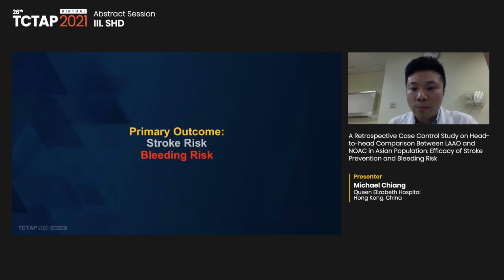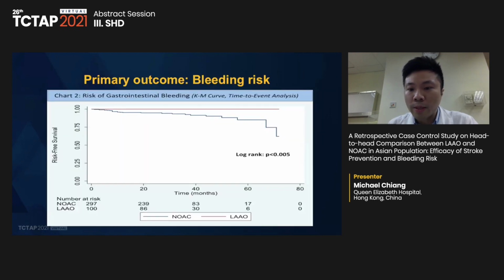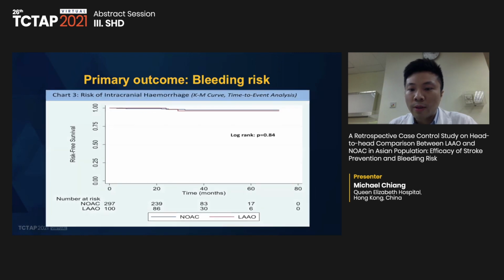For the bleeding risk, the LAAO group has significantly lower gastrointestinal bleeding, and you can see the curve appears to diverge even more with time. However, as mentioned, the intracranial hemorrhage risk was the same between the two groups. There were two main reasons for this. Firstly, remember the baseline demographics of the two groups. The LAAO group actually has a higher HAS-BLED score to start off with, and hence is more prone to bleeding. Secondly, intracranial hemorrhage is a rare event in both groups. A longer period of follow-up is needed to detect any significant divergence of the two curves.